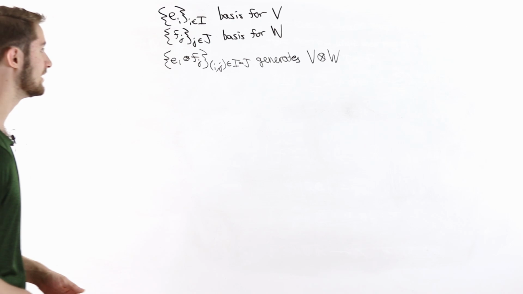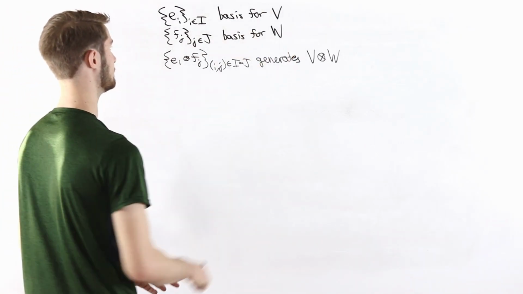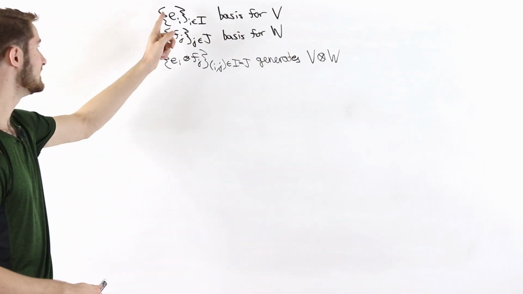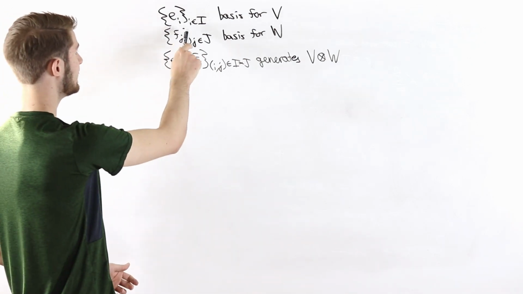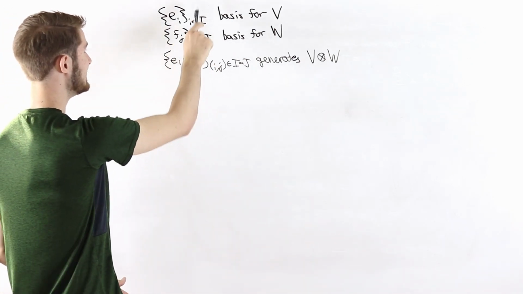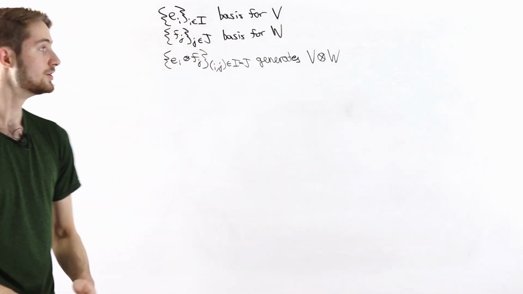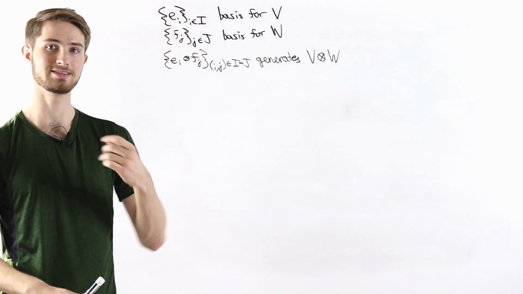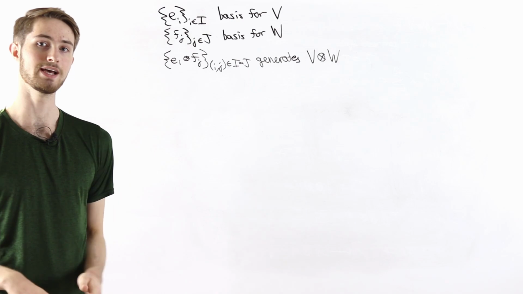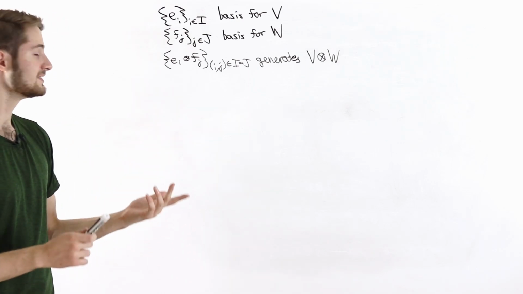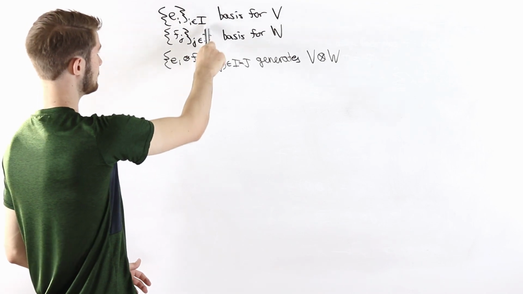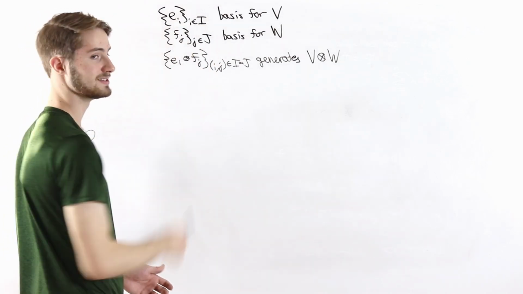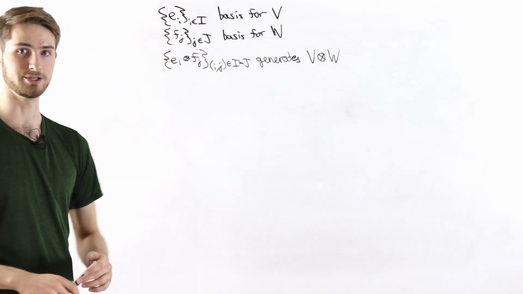So let's suppose we have two vector spaces V and W, and they have bases e_i and f_j. Now I've written this basis as e_i for all i in some indexing set capital I. So this could be a finite basis, e_1, e_2, e_3 up to e_n, but if V is an infinite dimensional vector space, it could also be an infinite basis, so there are infinitely many of these little i's in the set. Same thing with W.